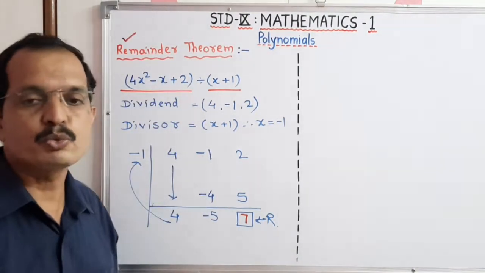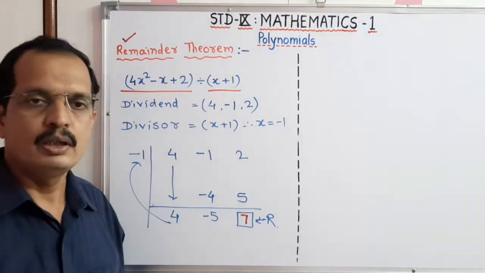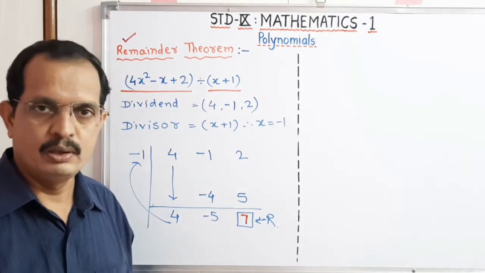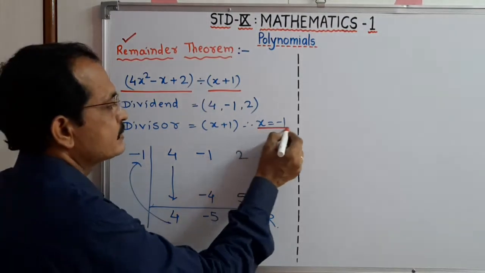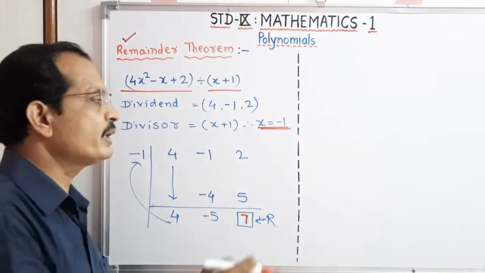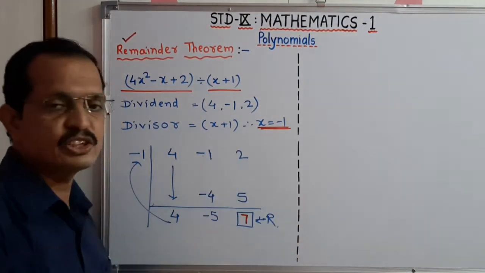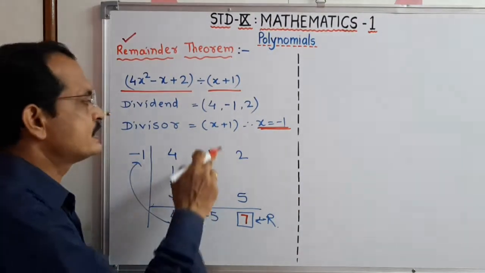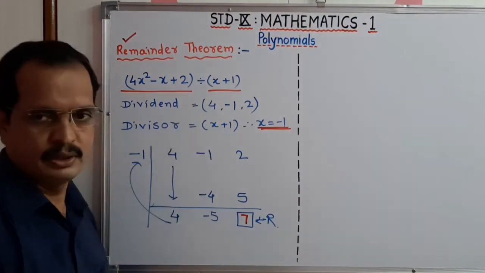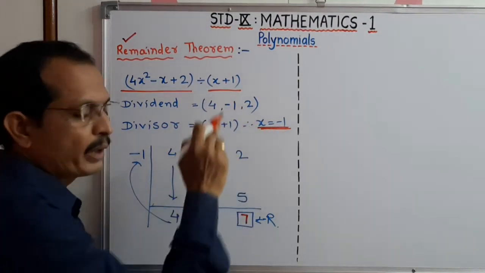Now for that purpose, what do we have to do? We simply find the value of the polynomial for x is equal to minus 1. Why are we finding the value of the polynomial for x is equal to minus 1? Because the divisor is x plus 1. Therefore, we have to take the minus sign.